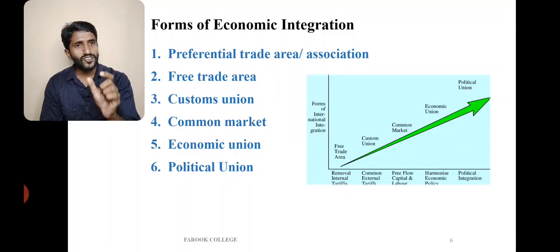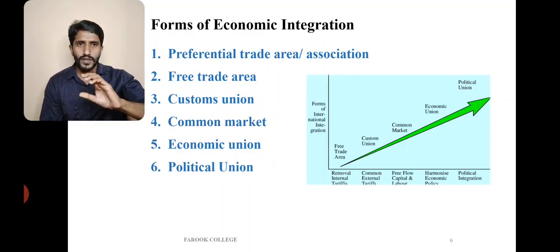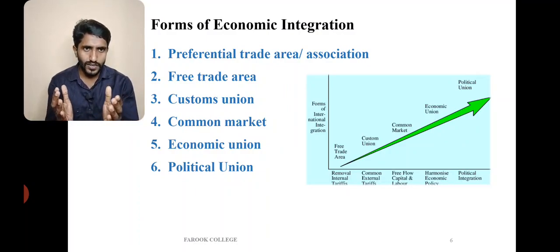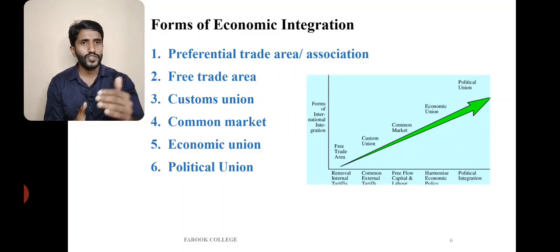Firstly, preferential trade area or association. Then secondly, free trade area, and thirdly, customs union, then common market, economic union, and finally political union. The first one, the preferential trade area, is the loose form of economic integration. In the picture you can see that as we move toward the political union, the form of integration among the countries increases. I'll discuss each one, going one by one.